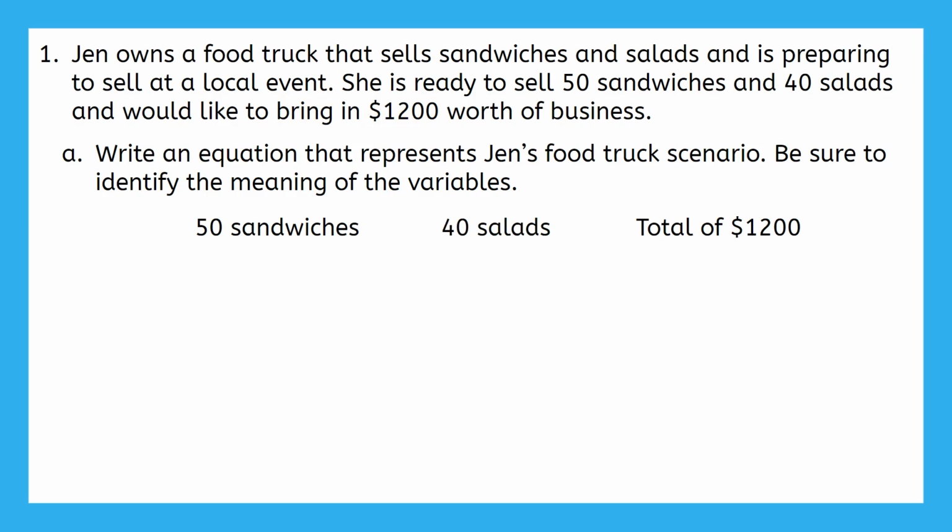Now, what are some things we don't know? Do we know how many sandwiches and salads she anticipates selling? Yes, this time we do know how many, 50 sandwiches and 40 salads. But what do we still need to know in order to calculate a total of $1,200? We need to know how much the sandwiches and salads will cost, or in other words, what her prices should be.